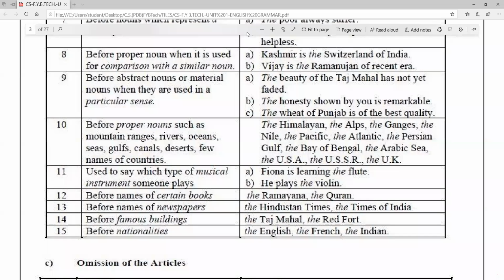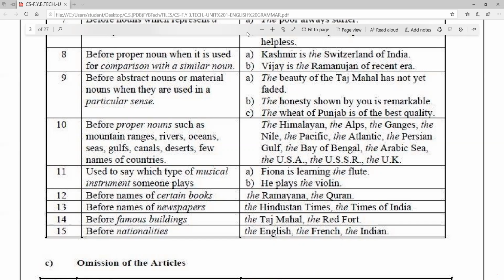10th one, before proper nouns such as mountain ranges, rivers, oceans, seas, gulfs, canals, deserts, few names of countries. So article the is used before proper nouns, okay, before proper nouns such as mountain ranges.